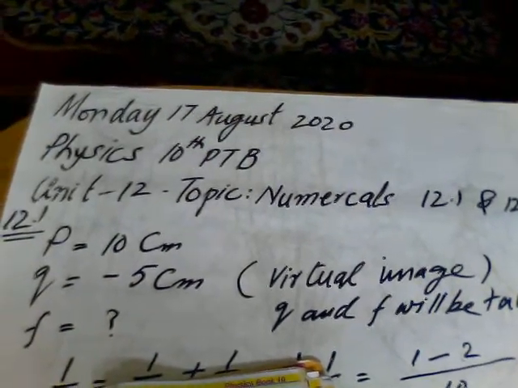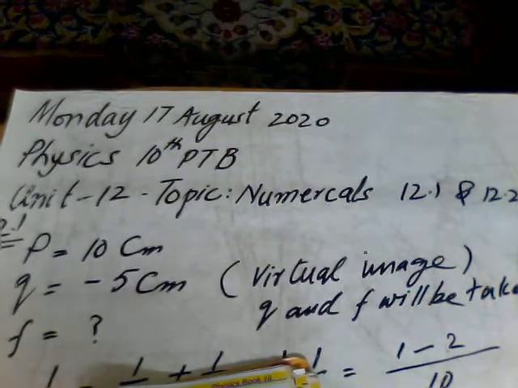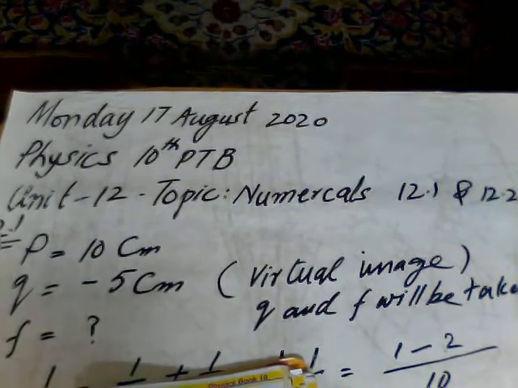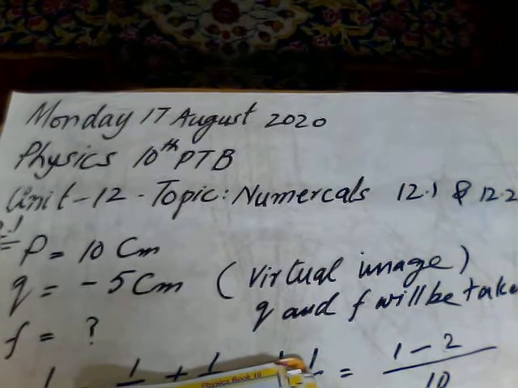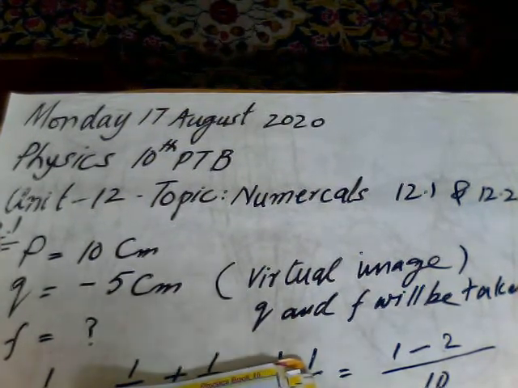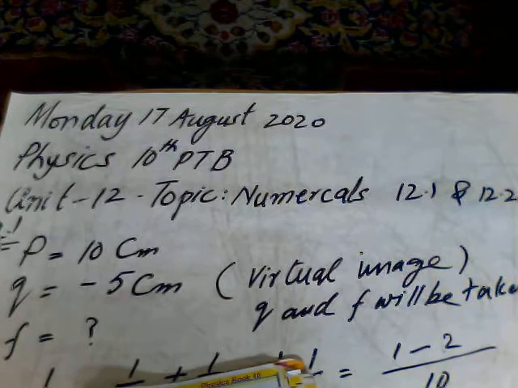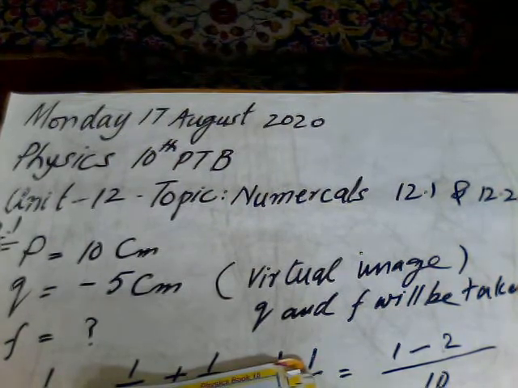Today we are going to start the numericals of Unit 12. The first numerical problem: an object of 10 centimeters in front of a convex mirror. A convex mirror is a diverging mirror.